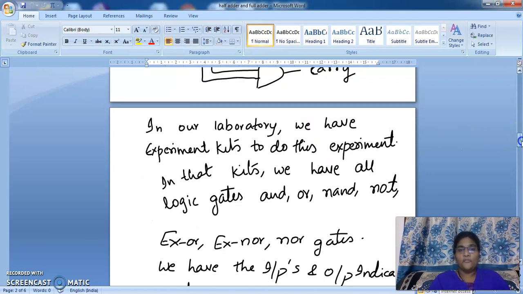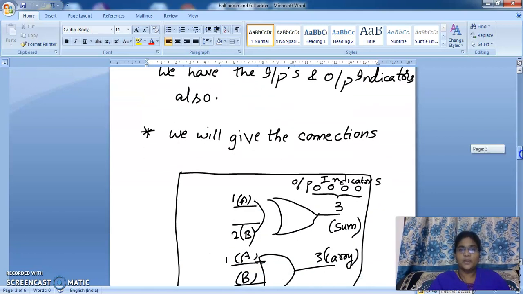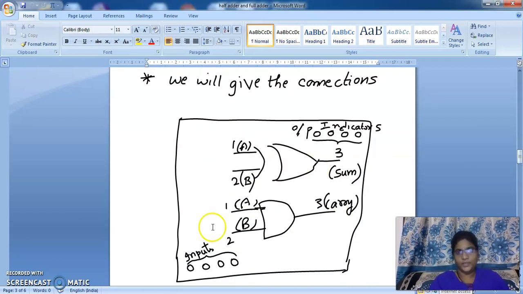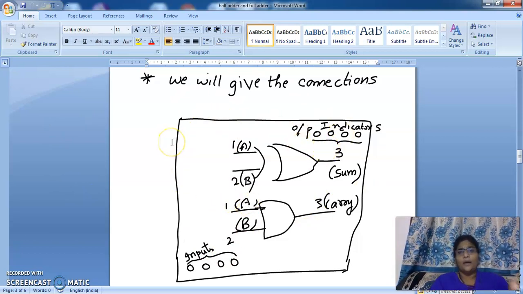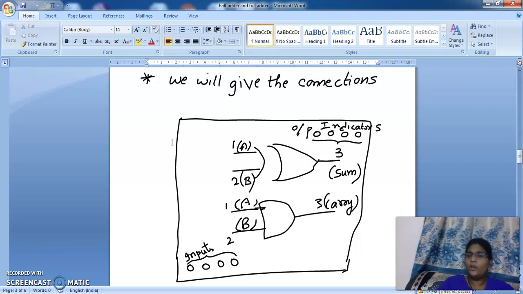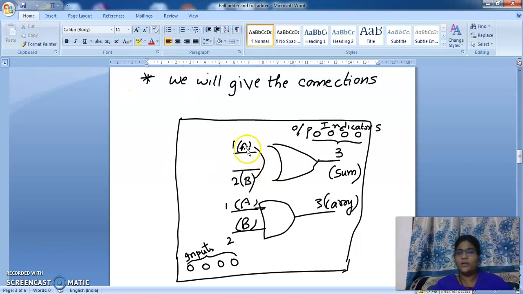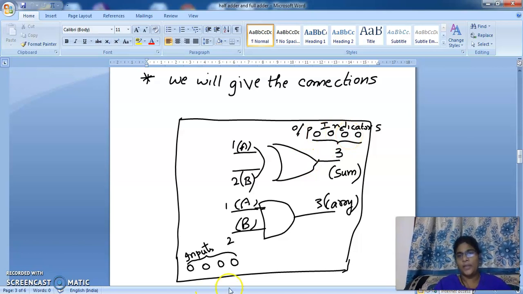So if we observe in our kit, I think you have done the second experiment in the kit in our laboratory. You know how the kit will look like. Everyone knows. So here the logic inputs will be present, and here output indicators will be present. Here inputs are A and B, outputs are sum and carry.